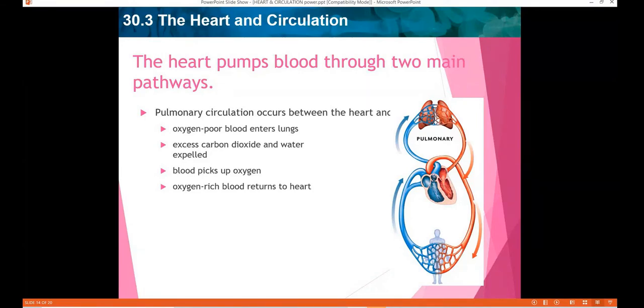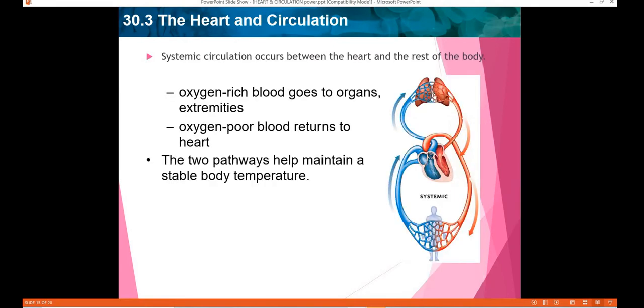Okay, clear, girls? So you can see in this picture here, the oxygen-poor blood enters the lungs, the excess carbon dioxide and water is expelled, and blood picks up oxygen, and oxygen-rich blood returns to the heart. This happens during the pulmonary circulation. This is the systemic circulation. It occurs between the heart and the rest of the body. Oxygen-rich blood goes to the organs and extremities, then oxygen-poor blood returns to the heart, and the two pathways help maintain a stable body temperature. So this is about the two pathways, the systemic pathway and the pulmonary pathway.